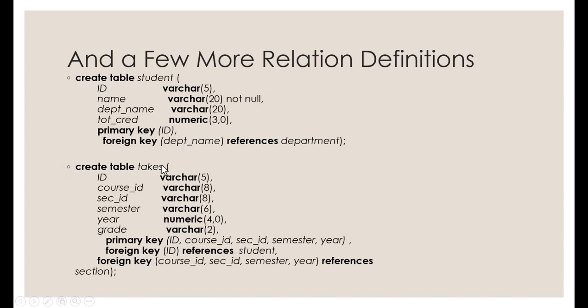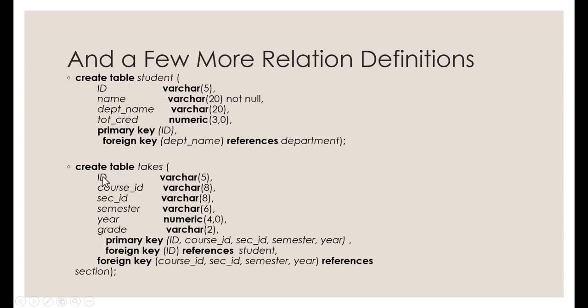Create table takes, which has ID, course ID, section ID, semester, year, and grade. We can see that the ID is going to be a five character string. Course ID is going to be 8, section ID is 8, semester is 6, year is just 4, right? Because year. Grade is going to be 2. The primary key here is not just the ID alone.